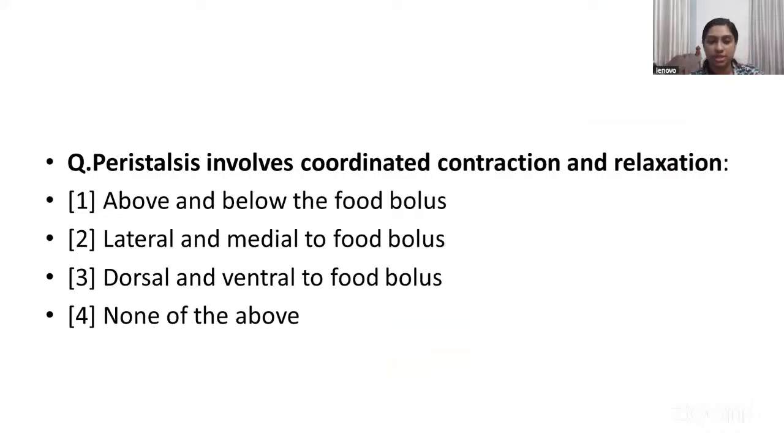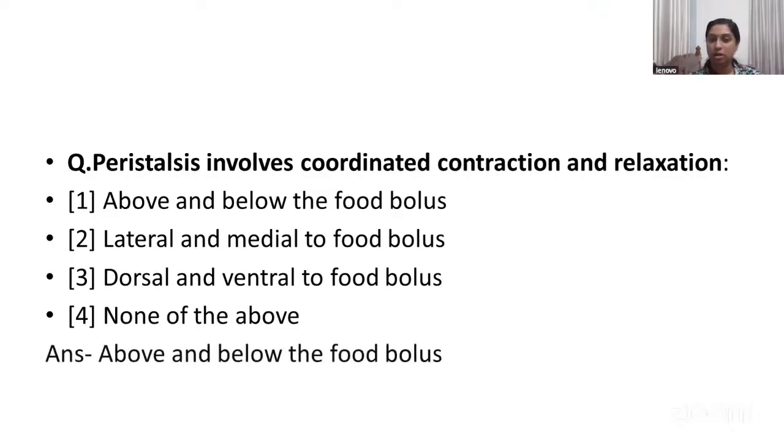Coming to the next question. Peristalsis involves a coordinated contraction and relaxation. The options are above and below the food bolus, lateral and medial to the food bolus, dorsal and ventral to the food bolus, none of the above. The answer is above and below the food bolus. Above, there is a wave of relaxation which accommodates the bolus, and after that, in order to propel it, there is a contraction wave.